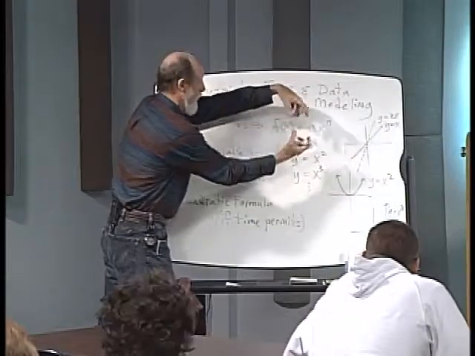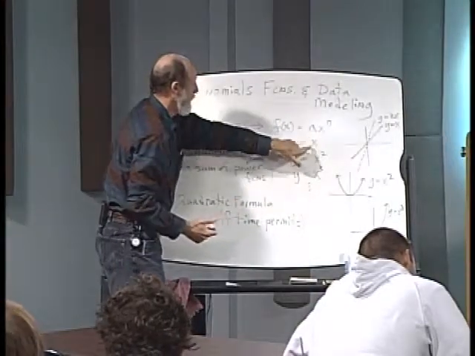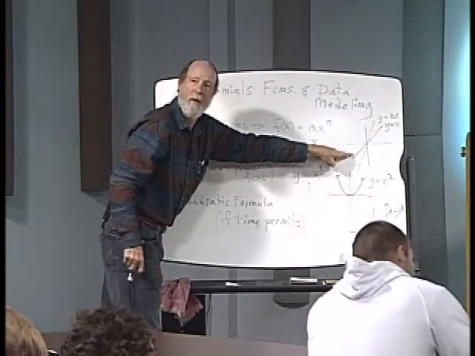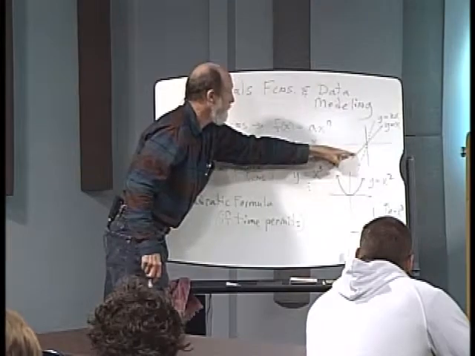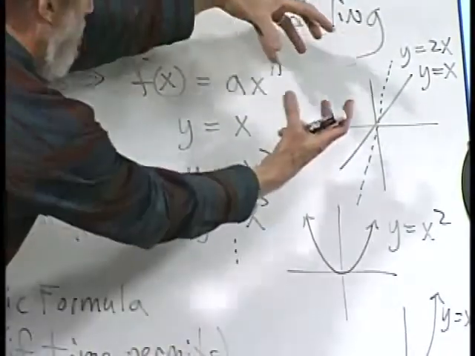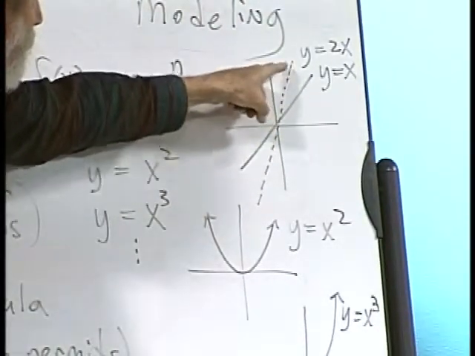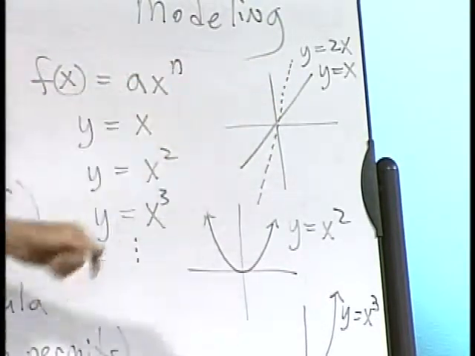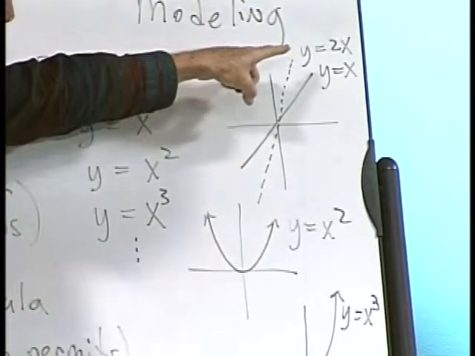If a is bigger than 1, it'll make it taller and skinnier, similar to what I did here. Here's y equals x. Can you zoom in a little bit with the camera? Okay, so here's y equals x. And if I look at y equals 2x, that's going to be twice as tall. You can see at any location x that the dotted graph is twice as high as the y equals x graph.